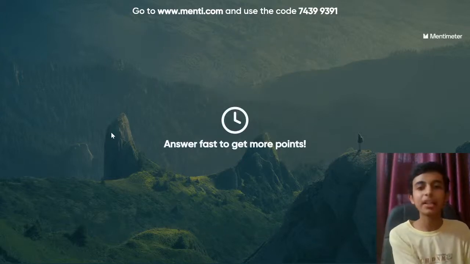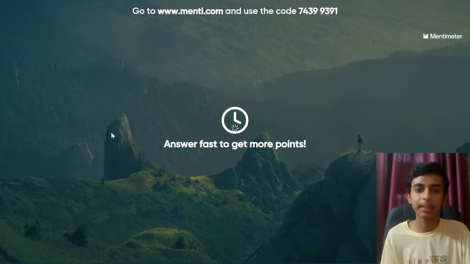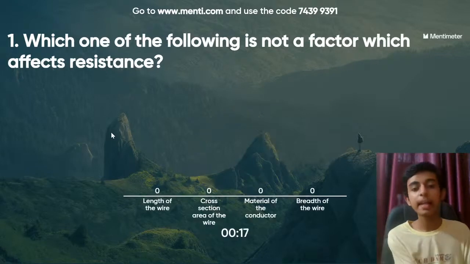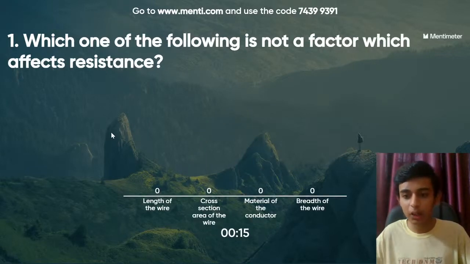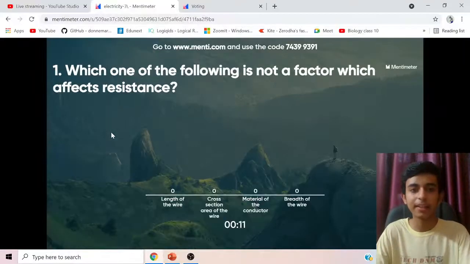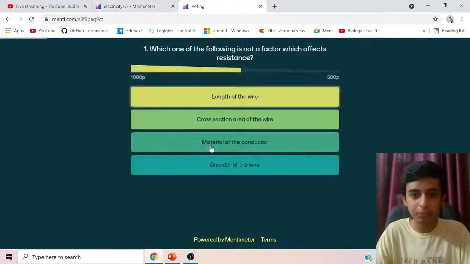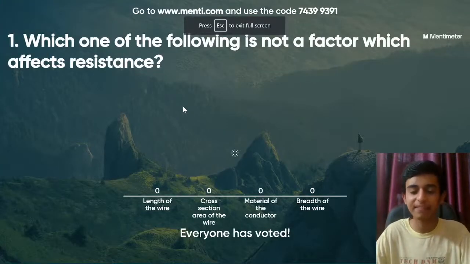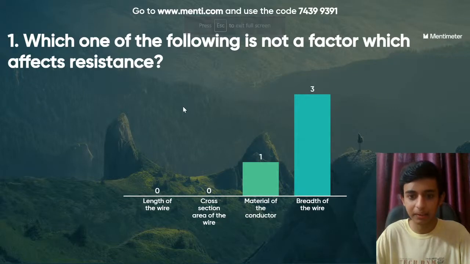Answer fast to get more points. Okay, which one of the following is not a factor which affects resistance? Length of the wire, cross section area of the wire, material of the conductor, or breadth of the wire. At the last moment I am going to answer. I hope you have got to know the answer because I have answered.